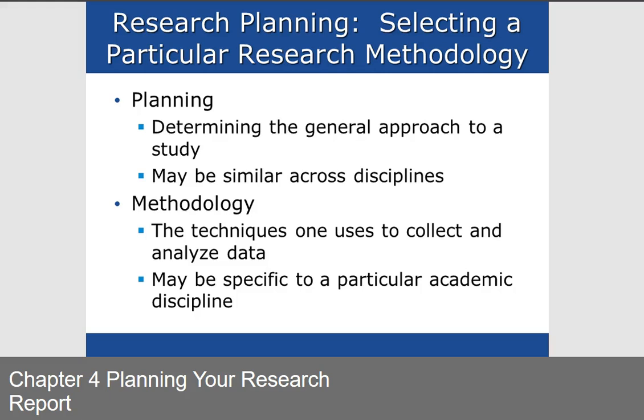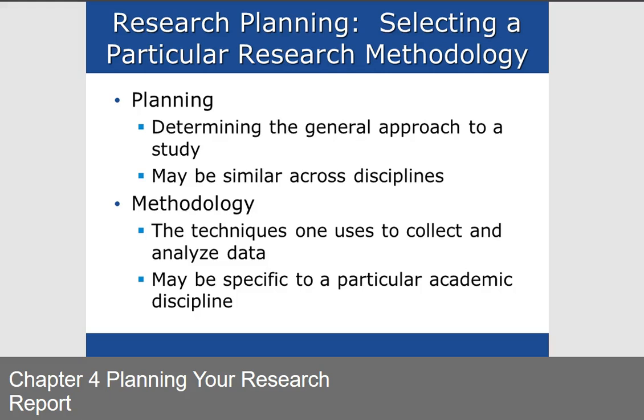Next, we need to plan and then determine our methodology. So in planning, we need to determine the general approach to the study. This may or may not be similar across disciplines. In most of the social sciences, the process is similar. In the hard sciences, such as chemistry, biology, and physics, there's more of a sequential step that we need to go through in acquiring our data.